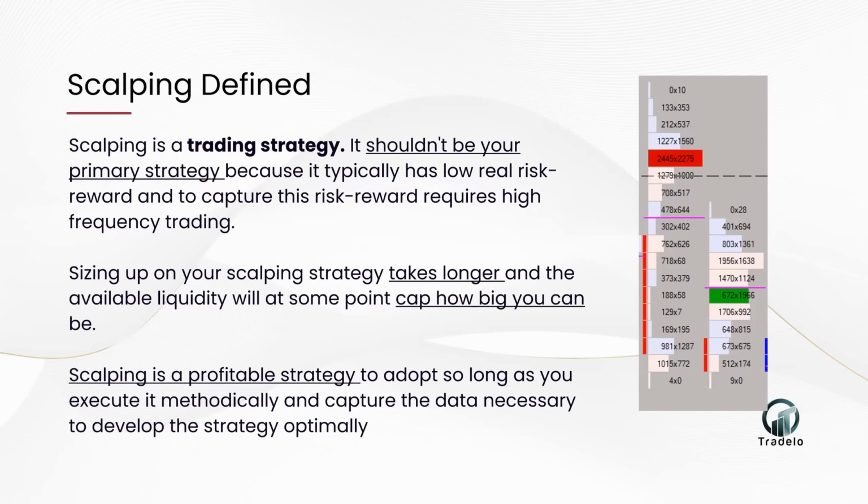Okay, scalping is of course a profitable strategy to adopt, no doubt. I will show you two very profitable strategies later on. It is a very profitable strategy to adopt so long as you can execute it methodically and capture the data necessary to develop the strategy optimally. That's the key. If you want to be a scalper, number one, you have to accept that there are limitations to it as a strategy. You can make good money, but there are limitations. But equally, in order to progress with it and make good money, you're going to have to start capturing that data, and you're going to have to learn how to manage your risk optimally. Otherwise, your strategy is going to be just like this trader explained, where your account size is just going to go sideways.